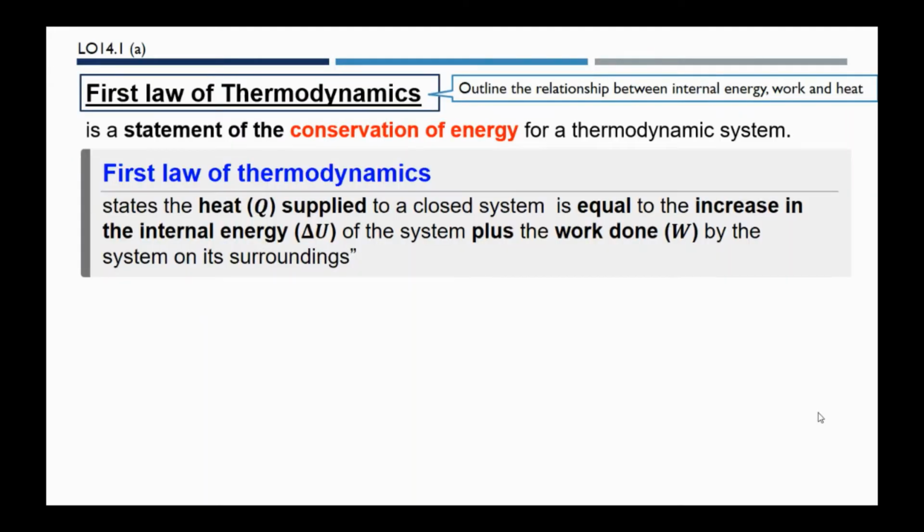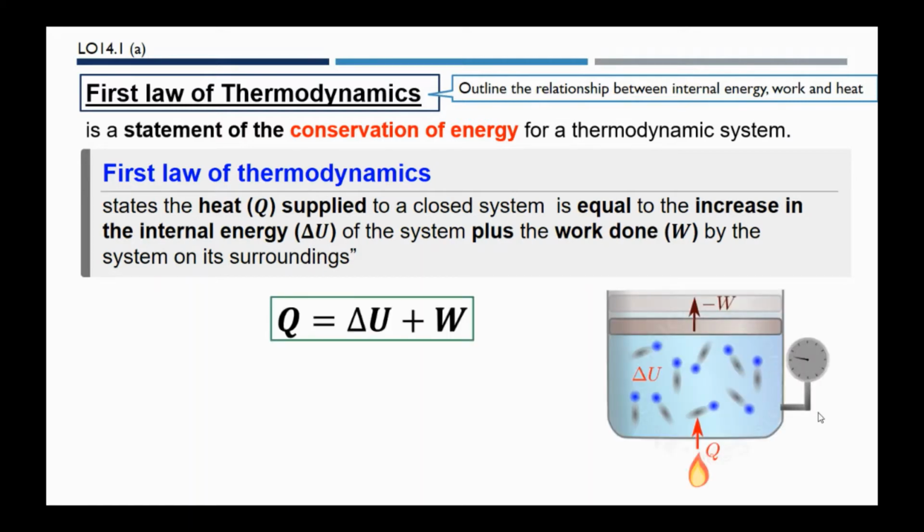The first law of thermodynamics is a statement of the conservation of energy for a thermodynamic system. It states that the heat supplied to a closed system is equal to the increase in the internal energy of the system plus the work done by the system on its surroundings.